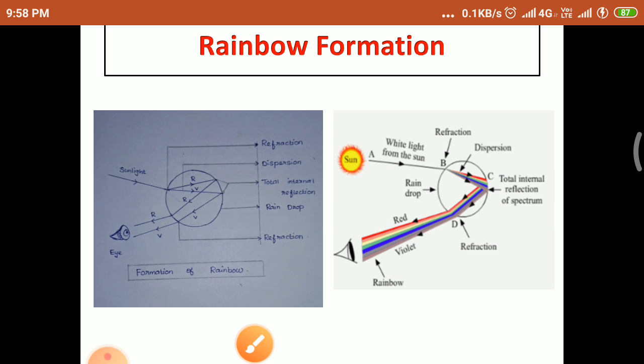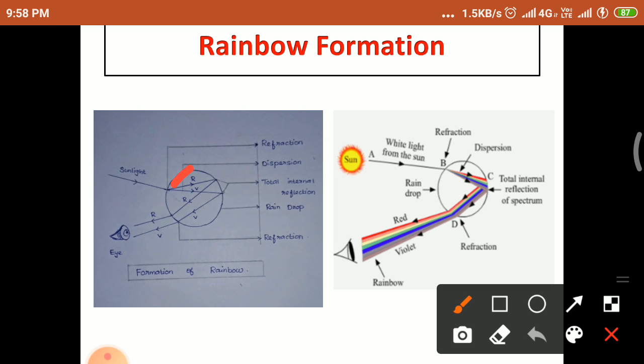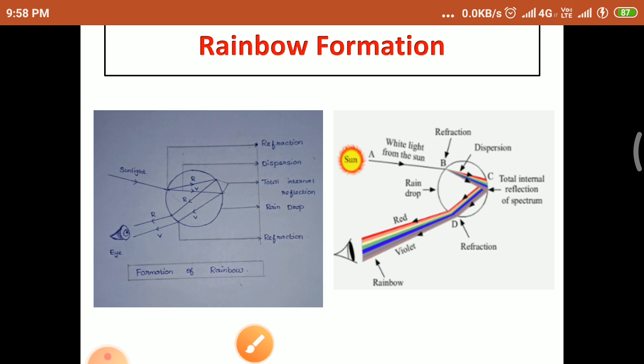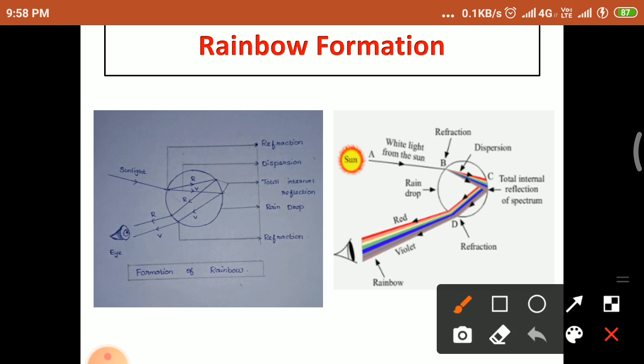So when you are drawing this diagram, first you have to draw a circle, then give a name, that is raindrop. Second, you have to draw sunlight with arrow mark. Here you don't write white light, because the sunlight is also white light, but you have to write sunlight. Then at this position the refraction takes place, so you have to write refraction.